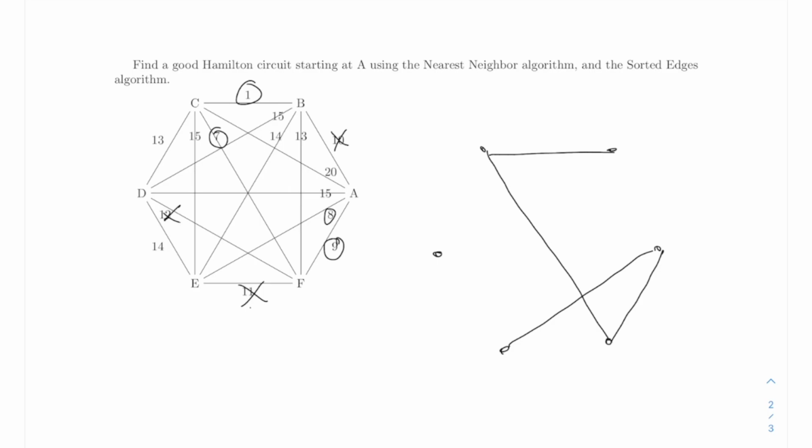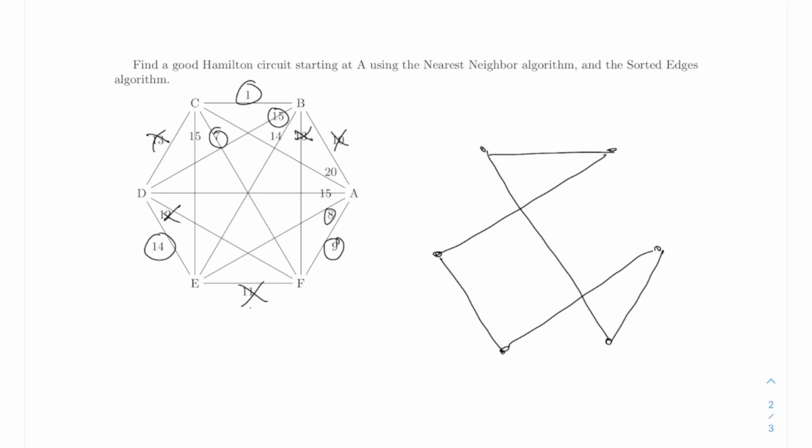There's a 13 vertically here. We cannot do that. It would make 3 meet at the bottom. There's a 13 over here, which would make 3 meet at C. I believe 14 is the next one that is legal. All right. And now there's only one edge missing, and there's only one way to fill it in that completes the circuit. It's like this. So I picked the 14, and I ended up picking that 15. So this is the sorted edges result.